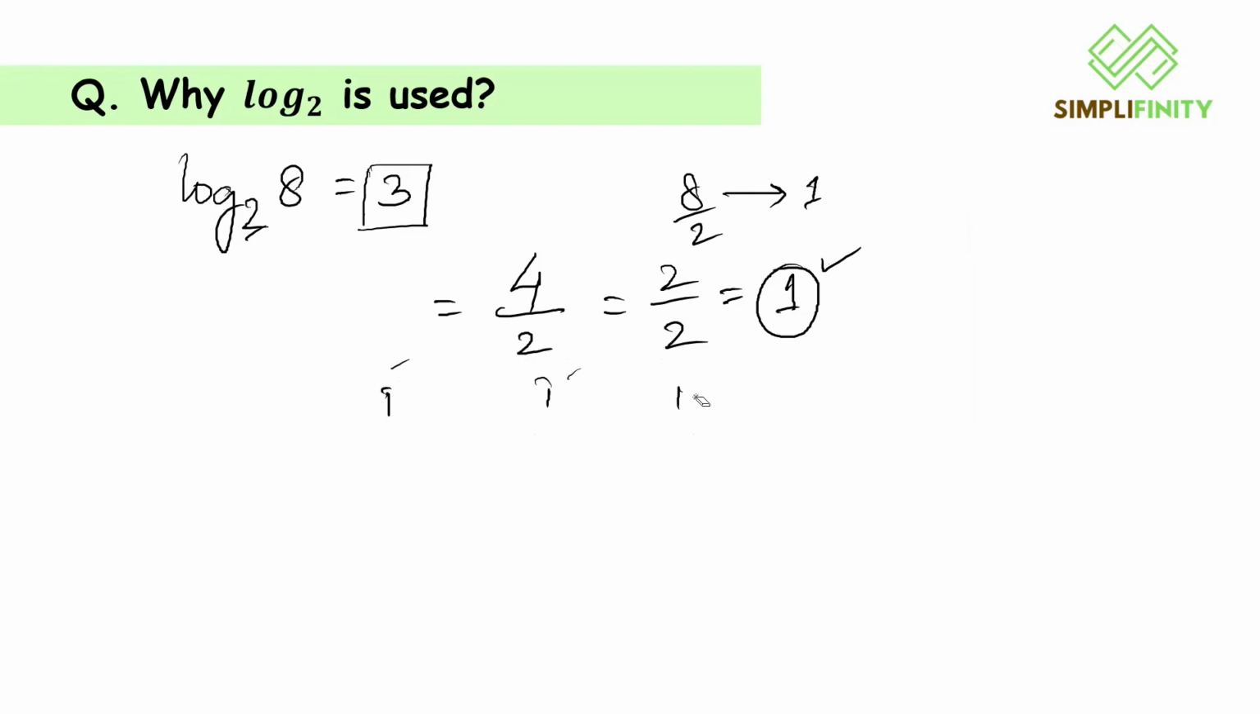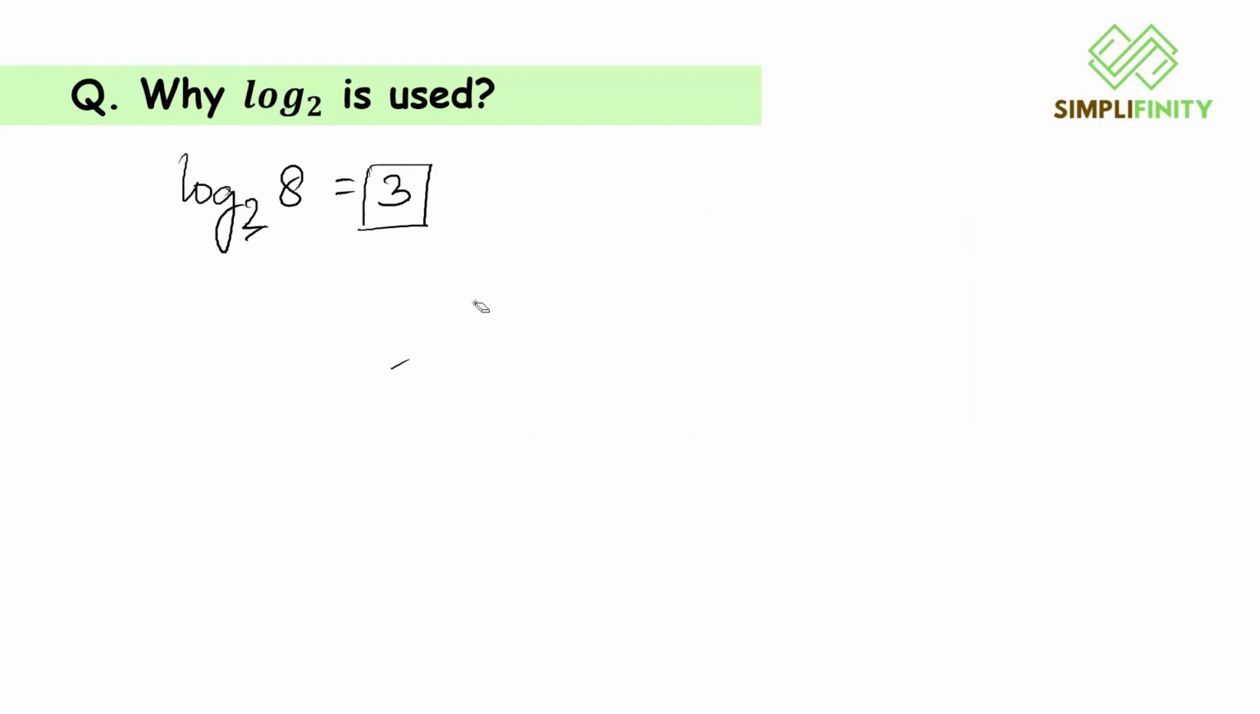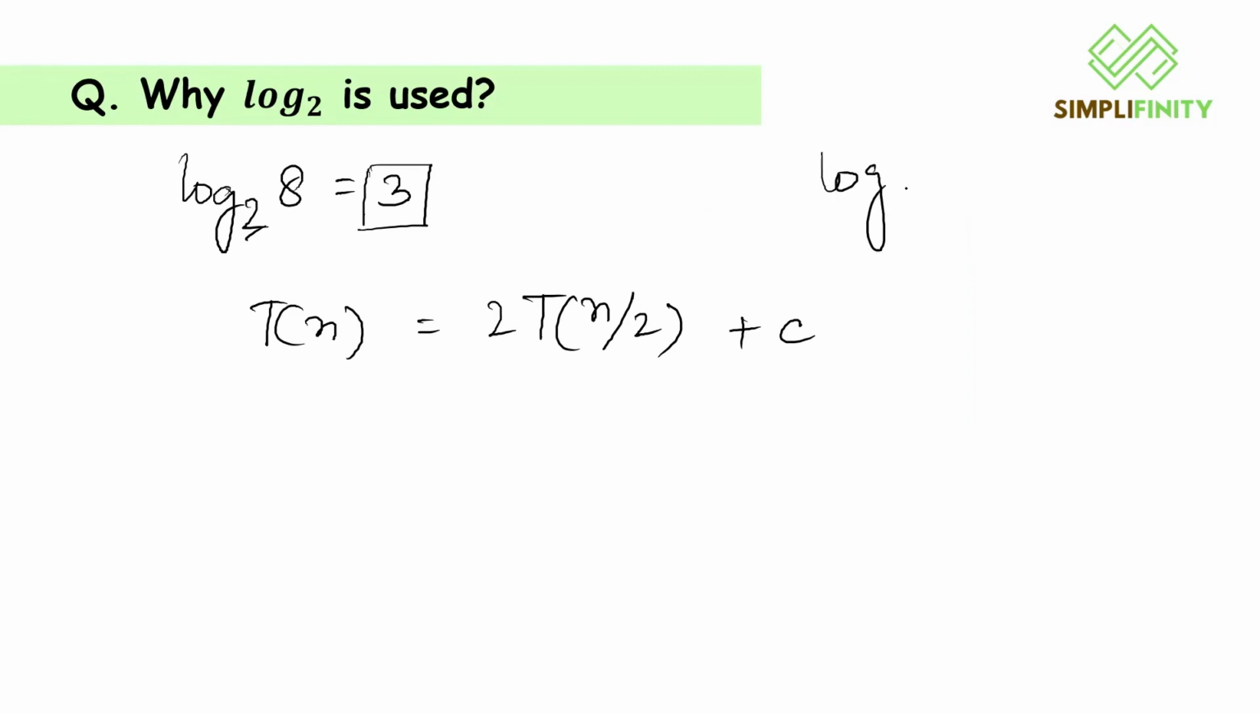So now let us see this recurrence relation. You might have already seen this. T of n equals 2T of n by 2 plus C. You have already seen this, right? Do you remember what the time complexity comes to? It basically comes in terms of log, right? But we have a confusion with the base.